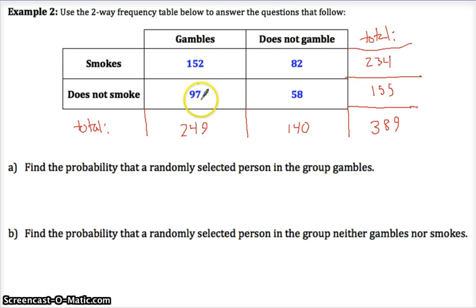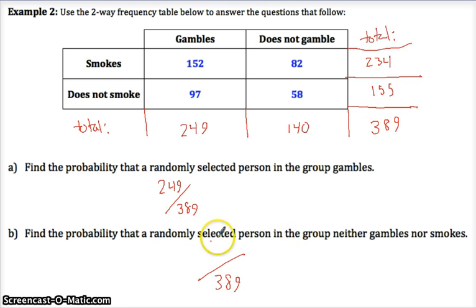So of all the gamblers, we have a total of 249 gamblers out of everybody. I don't know if that reduces or not. It's going to bother me if, oh wait, calculator's not open. Just a second. Well, turns out it doesn't reduce. Okay. Find the probability that a randomly selected person in the group, so out of 389. I guess that's a real telltale sign. They say randomly selected person in the group. Okay, great, it's out of this.